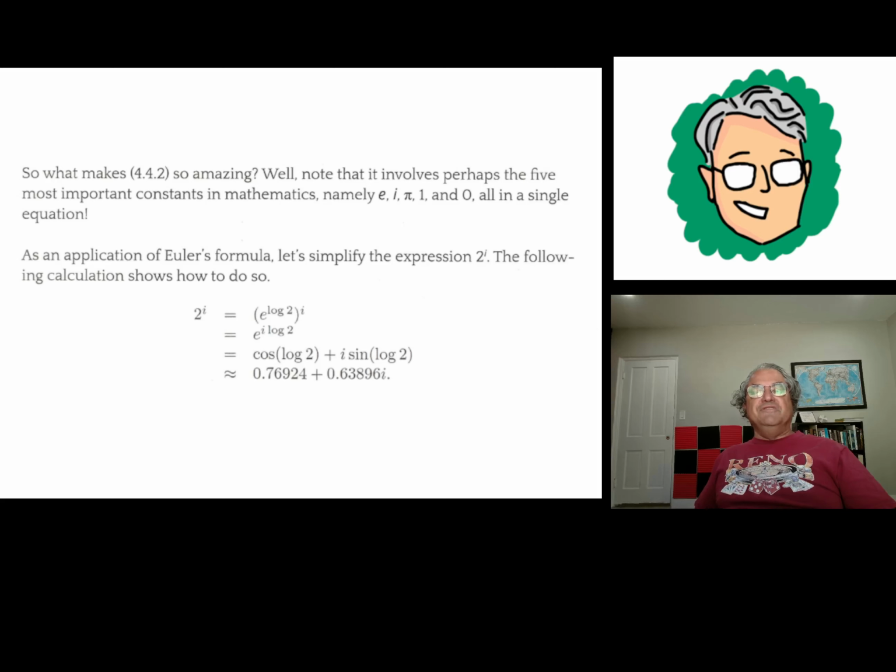And you can calculate these things. It's pretty easy to do with mathematical software these days, even with a pocket calculator. If you do the calculation, you'll find that it's approximately equal to 0.76924 plus 0.63896i. That is the approximate value of 2 to the i power.